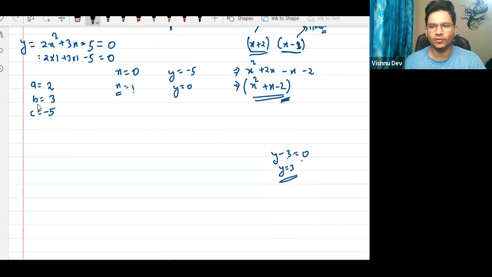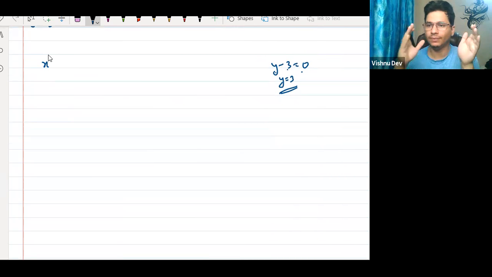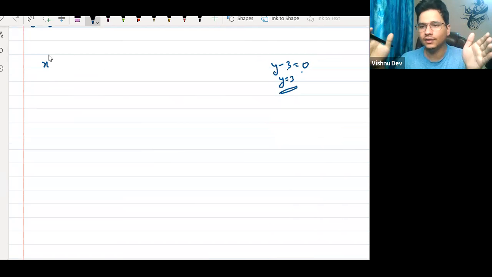Think about it. We know that a quadratic equation is basically the multiplication of two linear factors. Yes or no? That is what we have studied now.